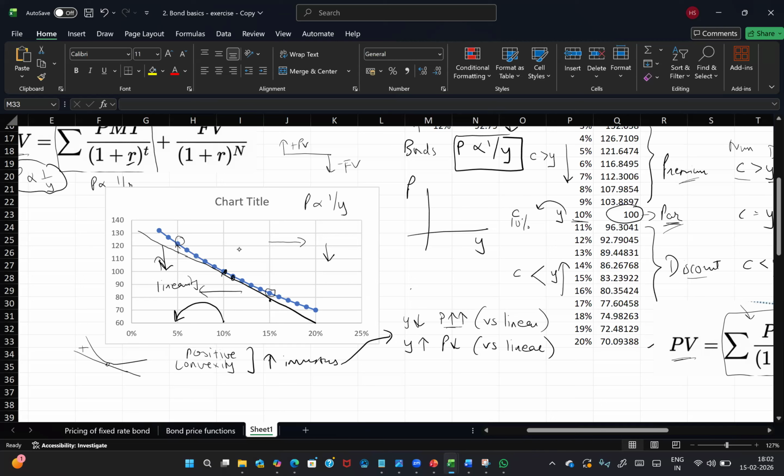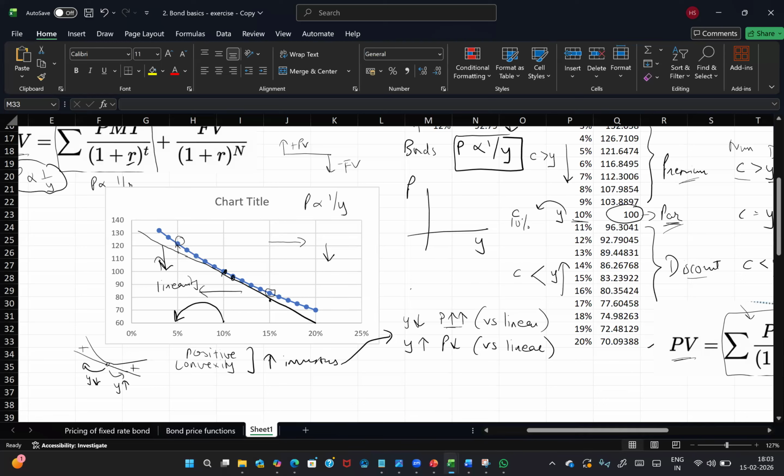And the positive convexity helps us in both cases. Yield falling or yield rising, it doesn't matter. Positive convexity is good for investors because in the first case, price increases more. In the second case, price does not fall as much. So that's the positive convexity of regular bonds.